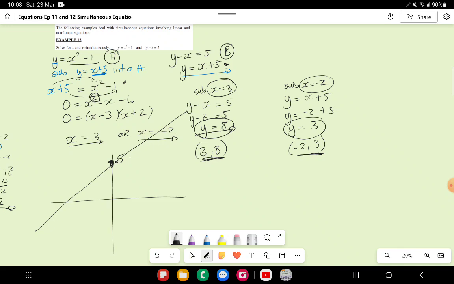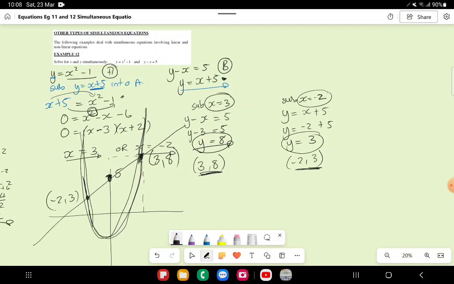So there's going to be a point where if this is 5, then it must be higher. So let's make that one 3, 8, positive 3, positive 8. And then we're going to have another one which is going to be at negative 2, positive 3. So our graph is going to look something like this, where these are the points where it actually cuts each other. So when you're doing simultaneous equations, you are literally looking at the points of intersection. And since it is a quadratic and a linear, it cuts at 2 points.